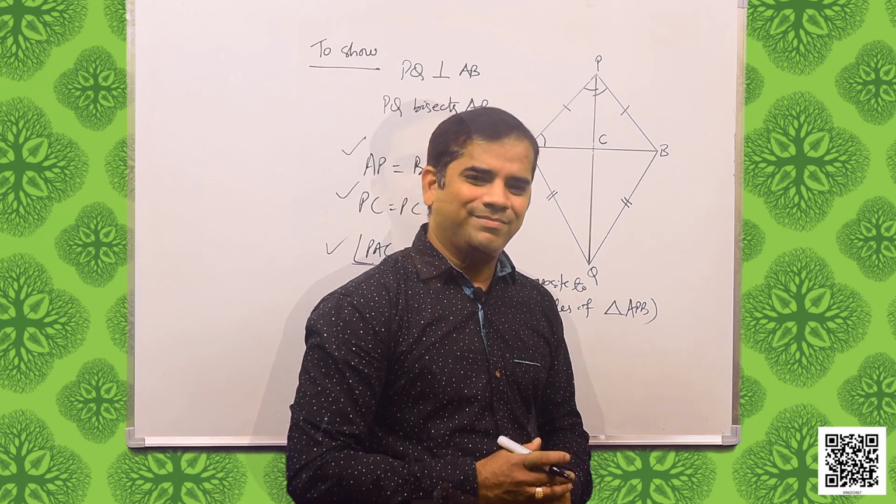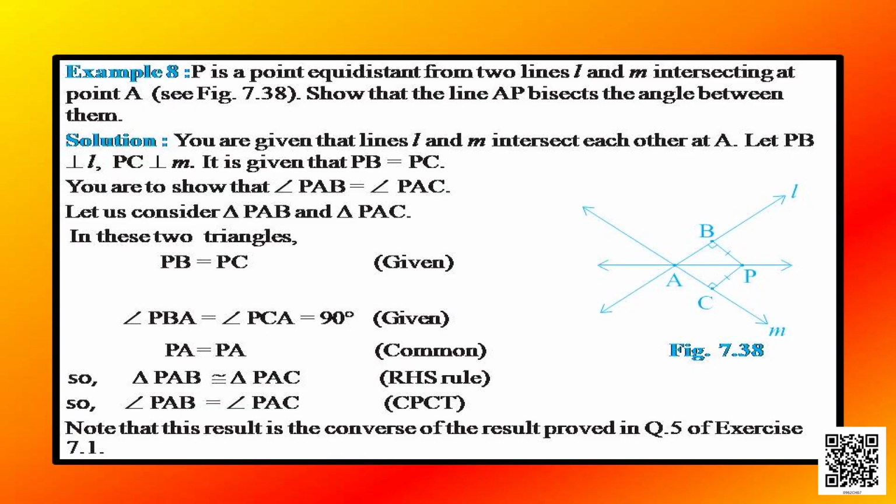Okay. Students, let us now discuss example 8. Okay. What it says? It says P is a point equidistant from two lines L and M intersecting at point A. You can see it in figure 7.38. Show that the line AP bisects the angle between them. So let me draw the diagram first, then we will go for the solution. Okay.